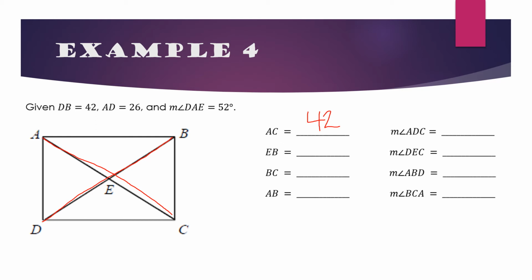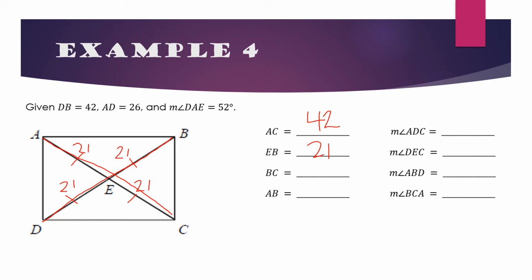We also know that the diagonals bisect each other. So that means that AE is congruent to CE, and BE and DE are also congruent. If they bisect each other, that means they cut each other in half, and so if they're 42 in length, then cut in half would be 21. So all of these little guys are 21 inside. So we are asked for EB, which would be 21.